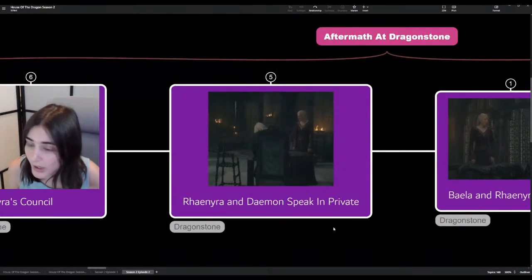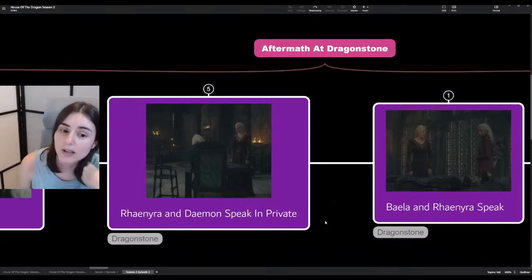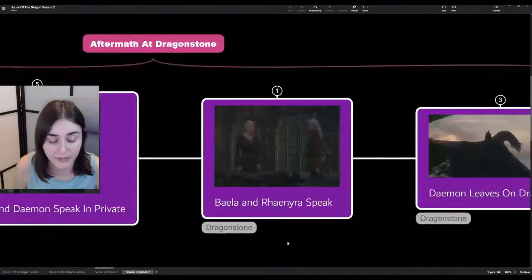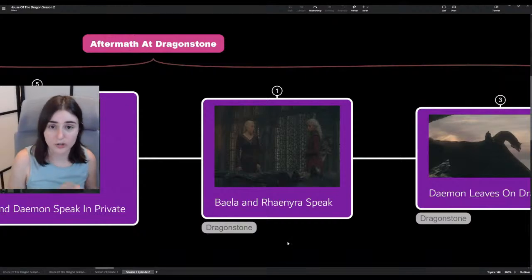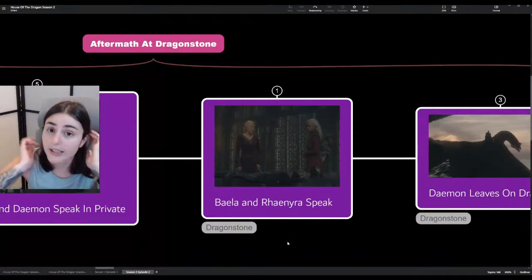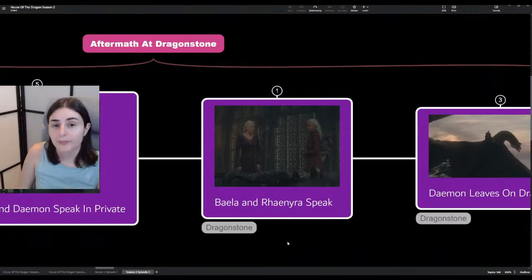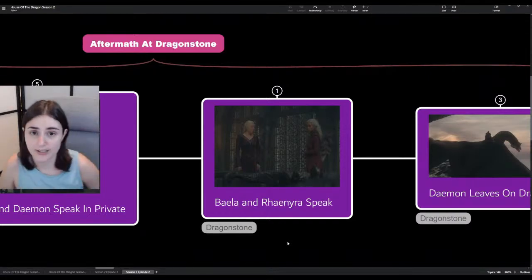Then Rhaenyra and Daemon speak in private. Cool, they argue about that. We get quite a bit of drama, and then Daemon storms off. And Baela and Rhaenyra speak up. Oh, earlier on at the council meeting, Jace wanted to go and do the patrol of King's Landing, like fly above and just watch their movements. But Rhaenyra said no, and she sends Baela to do that.